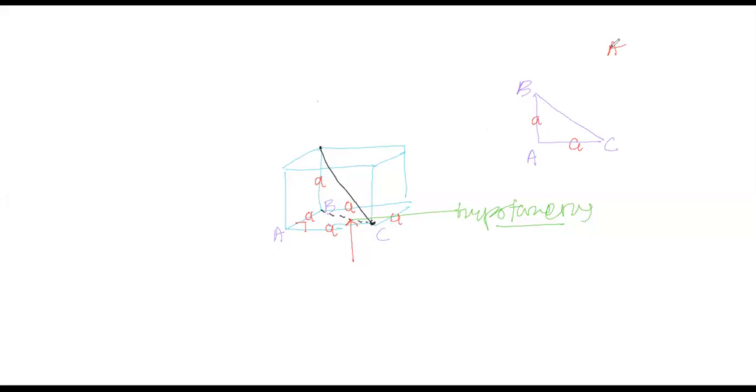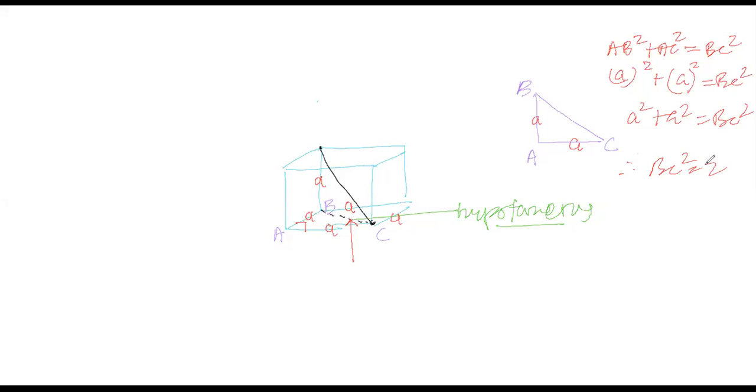So what we should write: AB square plus AC square is equal to BC square. Now what is AB square? AB square is equal to A square. Then again AC is also A square, is equal to BC square. That means A square plus A square is equal to BC square. Therefore BC square is equal to 2A square, and therefore BC is equal to square root of 2A square, that is square root of 2 into A. So this length, my dear students, is nothing but square root of 2 into A.